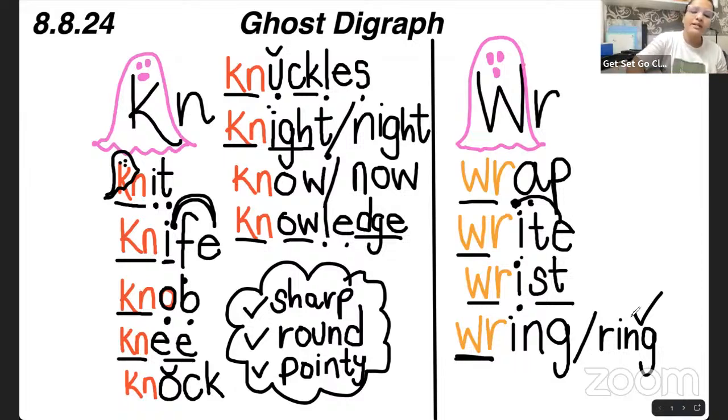So इस ring का मतलब क्या होता है? This ring means the ring that you wear in the finger. Okay, ringing the bell. But this wring has a different meaning, twisting. So this also has something to do with twisting. Every word has something to do with twisting.